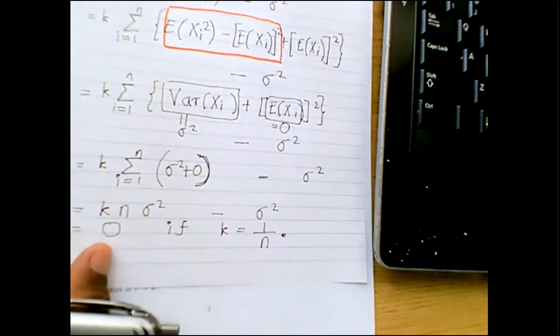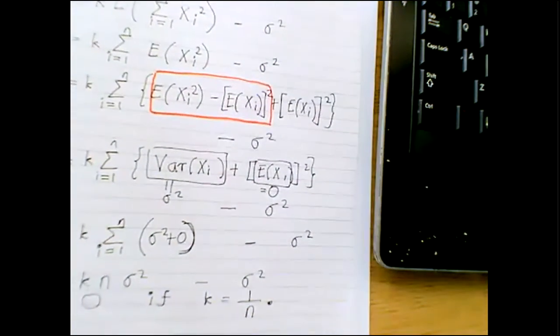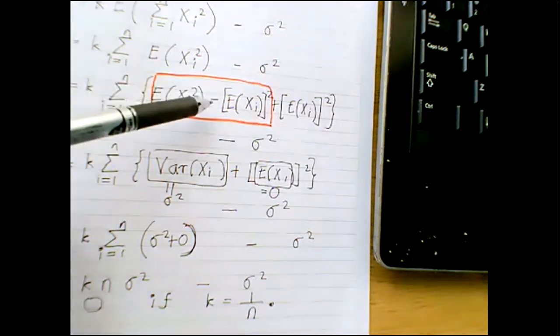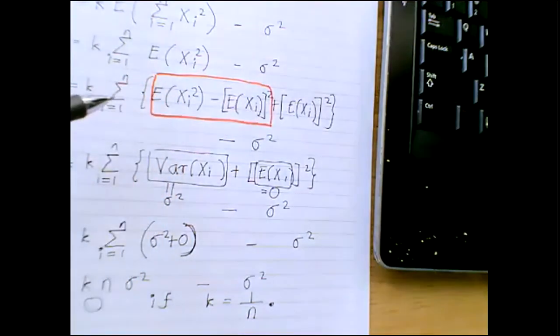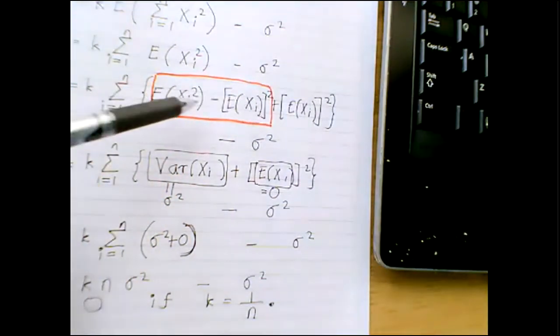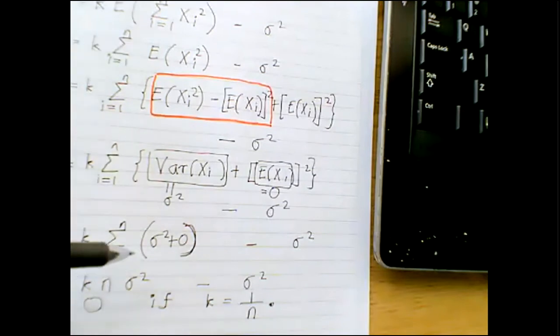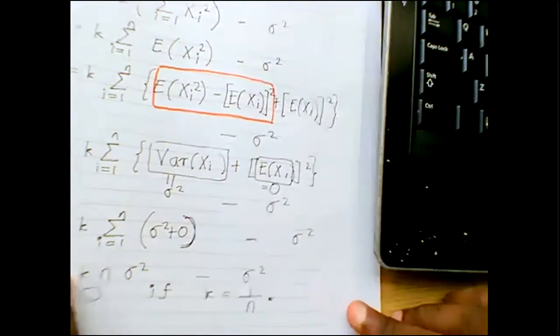Is it clear? So you see the trick I applied here. The trick is to use this, subtract this term and add the same term, so that you can use the fact that this guy here is the variance of xi. All right, guys, are you okay with this or no? Okay, thank you. All right, so that's the first part of question 8.